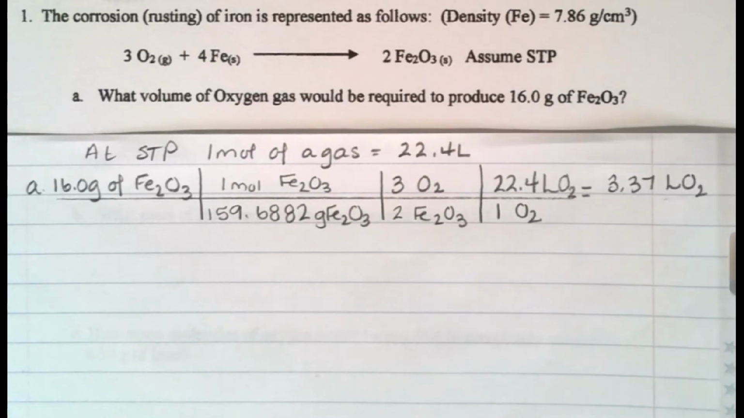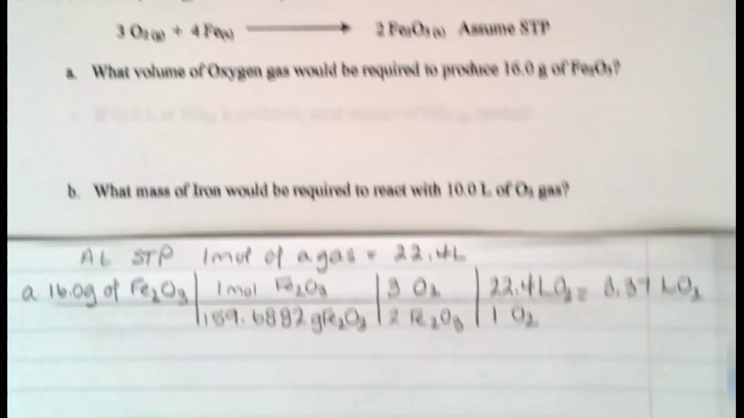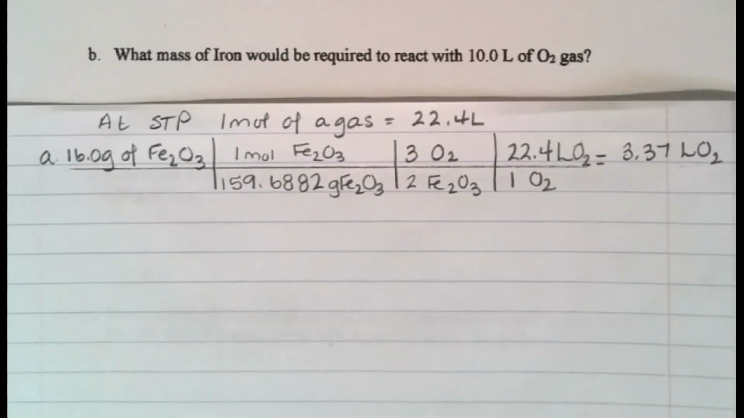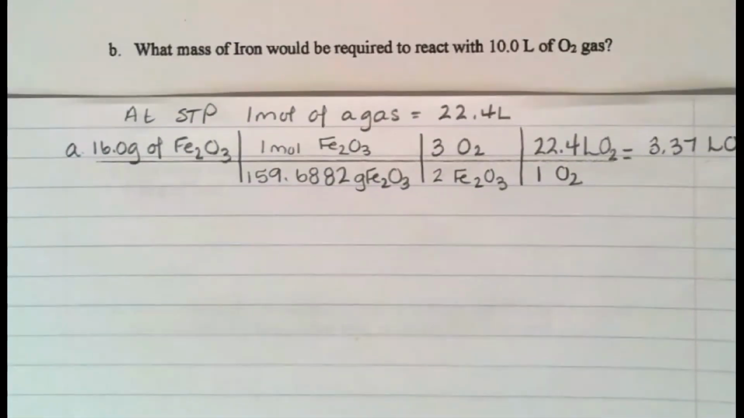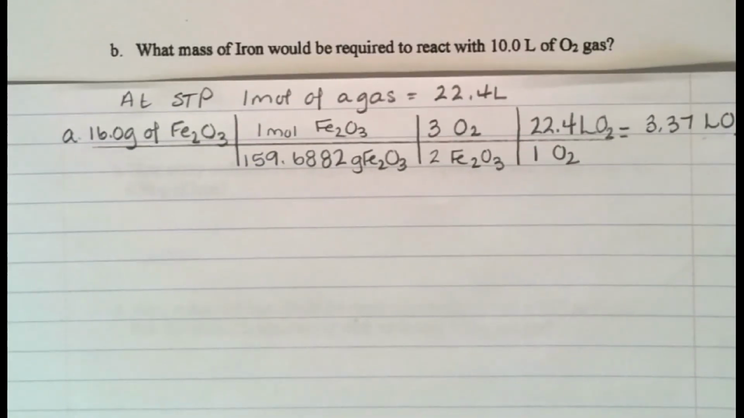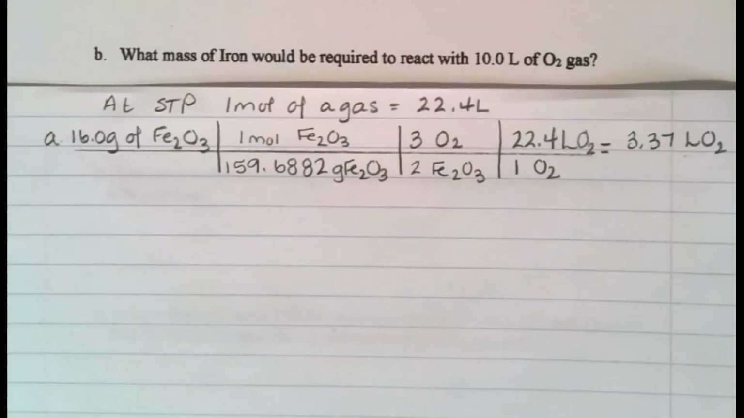As we continue on in this one, the next one is: what mass of iron would be required to react with 10 liters of oxygen gas? I'm going to say that you probably have your worksheet out and about, and you can follow this. And again, please stop when you need to stop, of course, so you can follow along and make sure you know what you're doing.